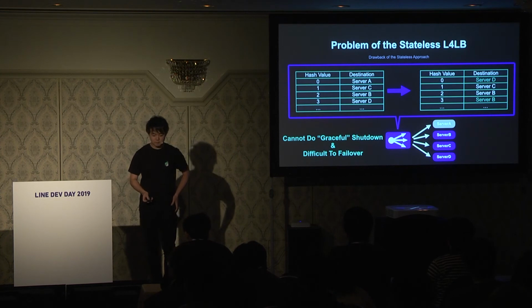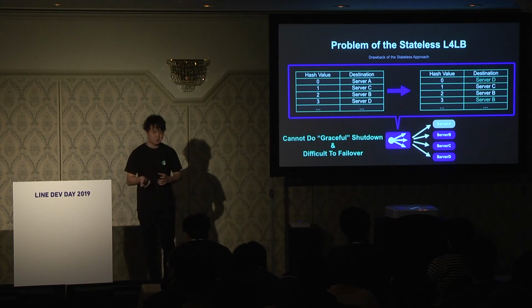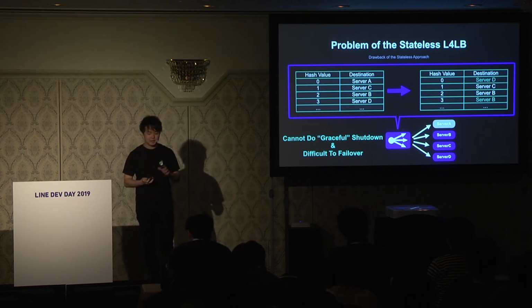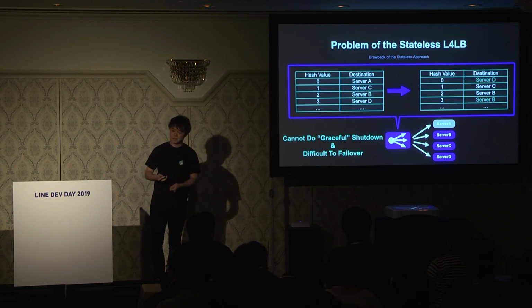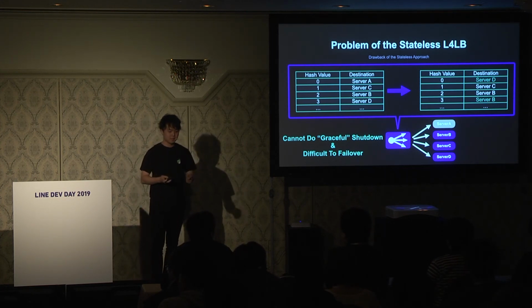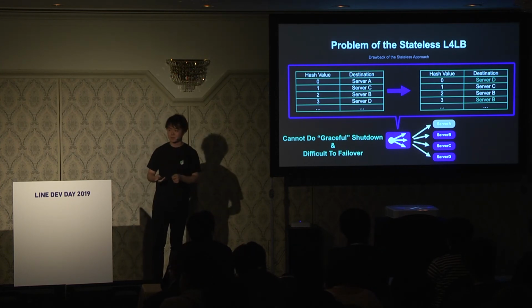The other problem is that when the hash list is updated without server A, other existing connections can be interrupted. In this case, a packet which was going to server D is transferred to server B all of a sudden. And if the client is already connected to server D, the connection will be disrupted because, in the view of server B, the client is unknown. So this is why failover is quite difficult.